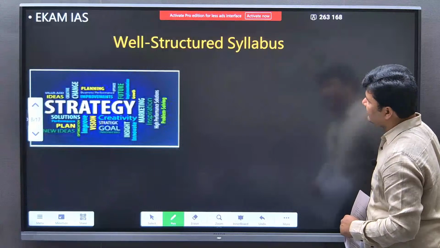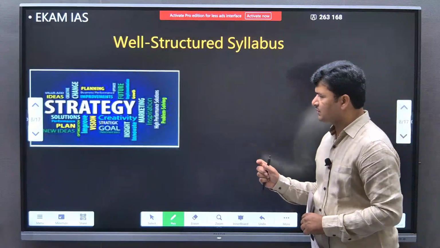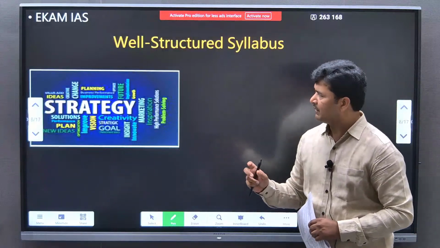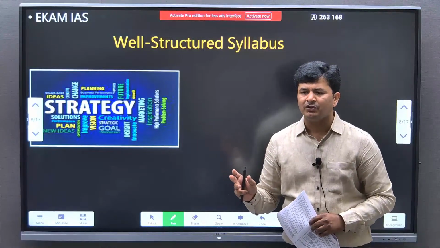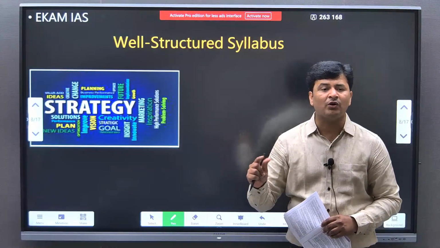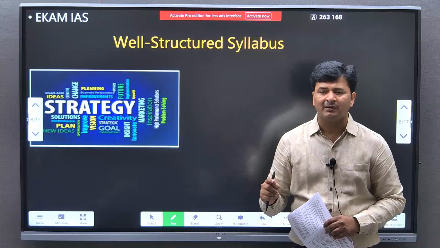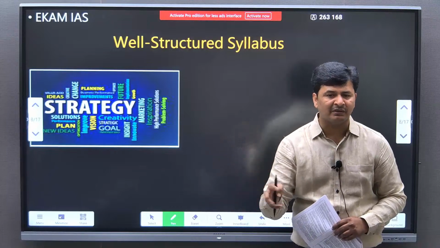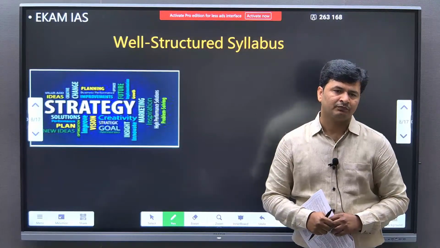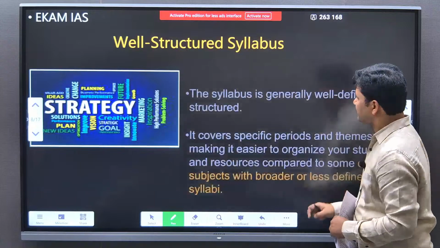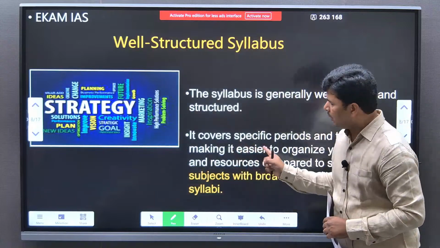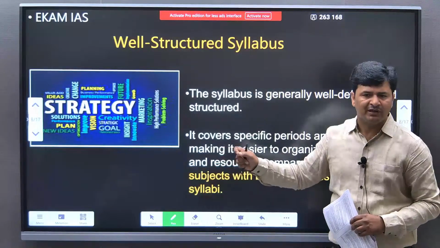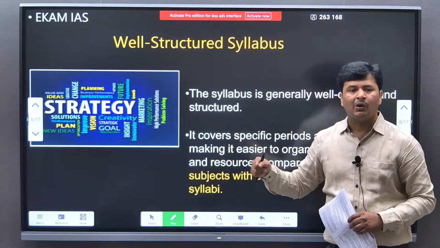Another advantage of history as an optional subject is that it has a well-structured syllabus. What does that mean? You never come across hidden topics, because all the topics are written down and nothing is left out. Well-structured syllabus, no hidden topics, no out of the box. You never get questions from history out of the box.